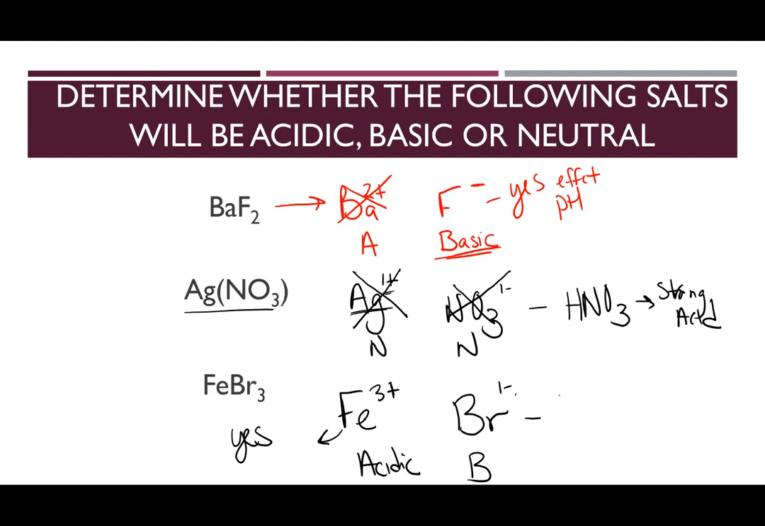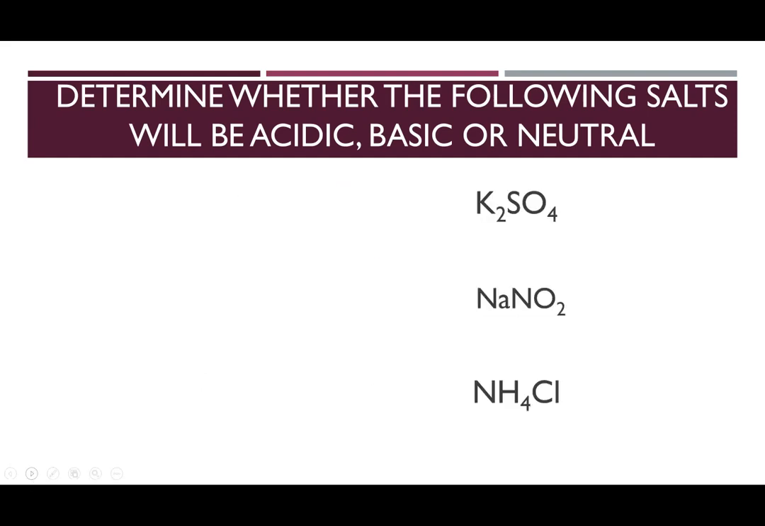Bromine. So if bromine were in an acid, it would be HBr. Is HBr, excuse me, one of the big five? Yeah, HBr is a strong acid. So this is a conjugate of a strong acid. It is not going to affect the pH. So that would have the neutral effect, or that would just be the counter ion or spectator ion. Okay, so if I throw FeBr3 into solution, how is it going to affect the pH? It's going to cause the pH to become more acidic. See if you can do these three on your own.